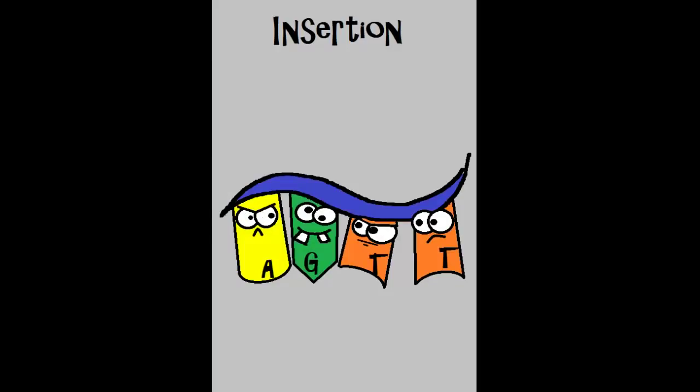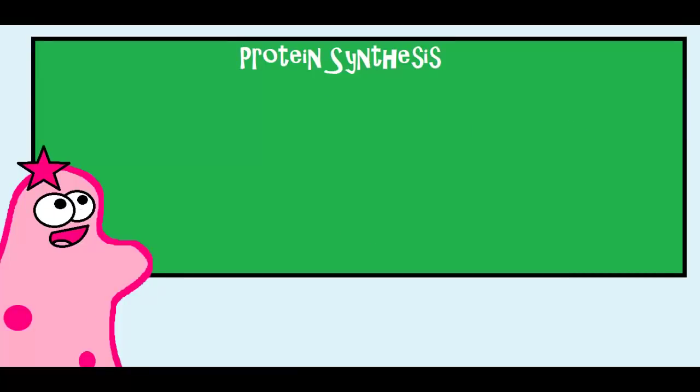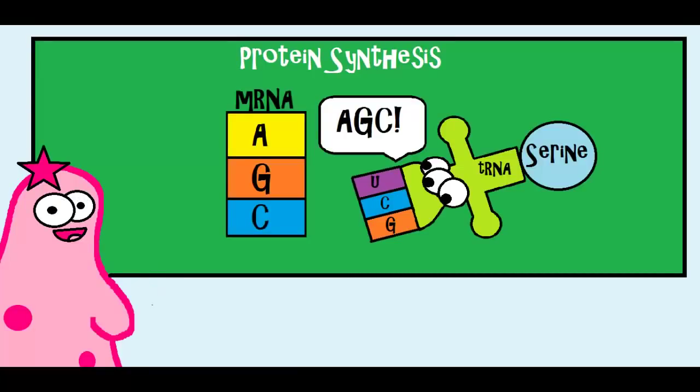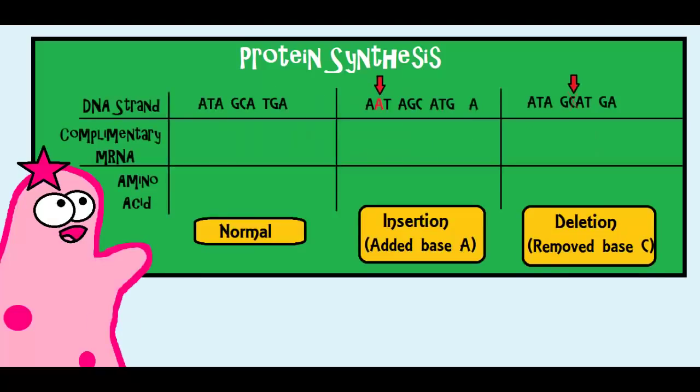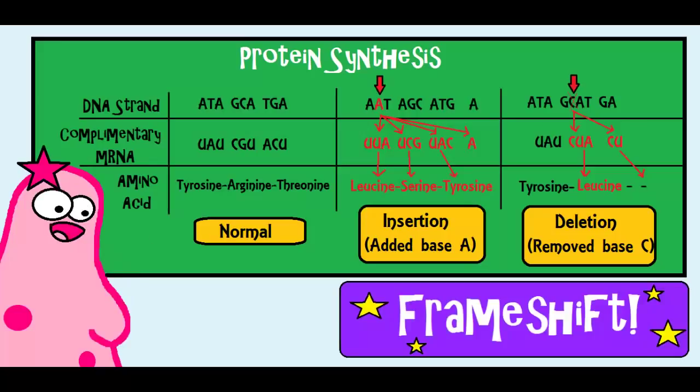You can have insertion. That means an extra base is added in. You can have deletion. That means a base is removed. Insertions and deletions have the potential to be especially dangerous because remember, in protein synthesis, we talked about how bases are read in threes. Well, if you add a base or remove a base, suddenly the number of bases total has changed, right? So if you read in threes, depending on where it happened, everything that's read afterwards has the potential to get really messed up. We call this a frame shift.